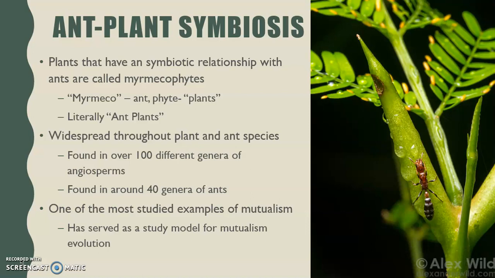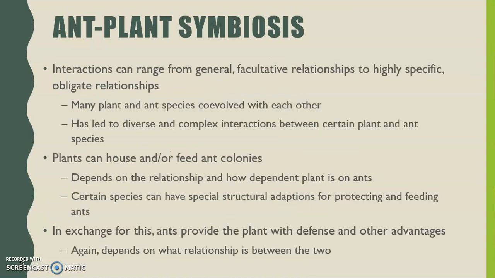This symbiosis is widespread throughout many different types of plant and ant species. It's found in over 100 different genera of angiosperm and found in around 40 genera of ants. It's also one of the most studied examples of mutualism and has served as a research model for studying mutualism evolution and how stable mutualism is over time. The interactions between the two can range from being general facultative relationships to highly specific obligate ones.